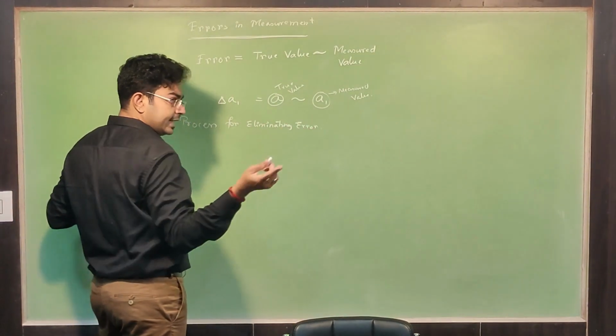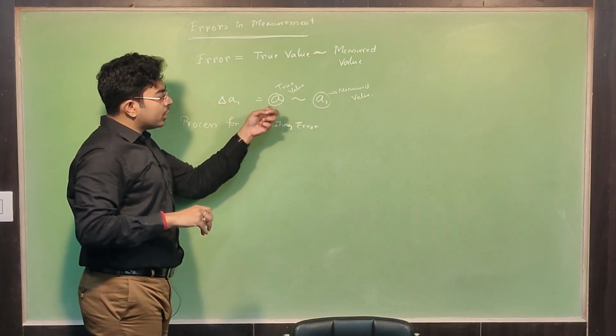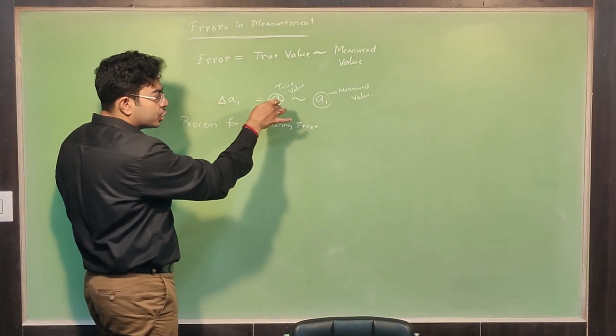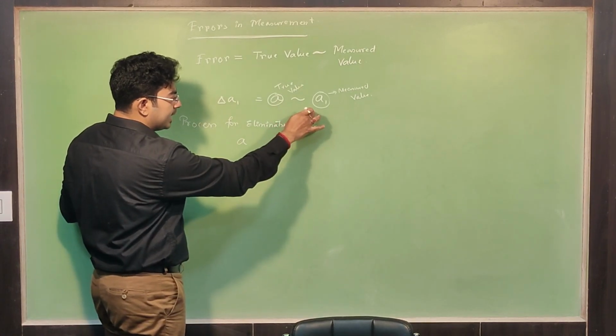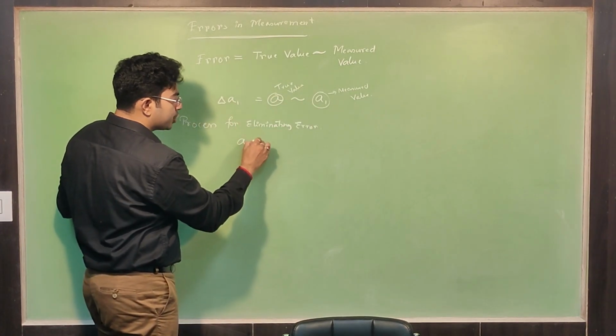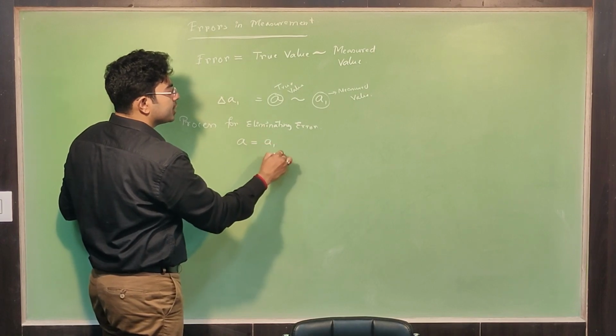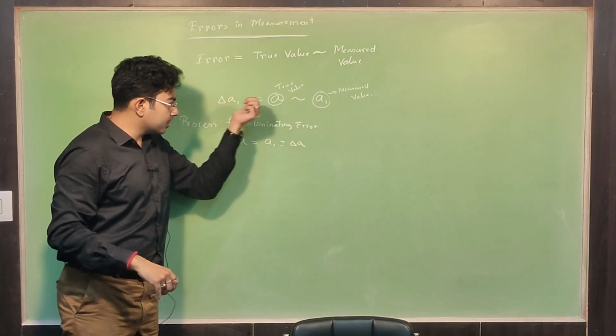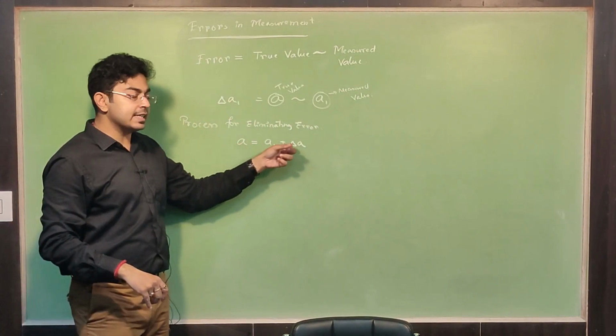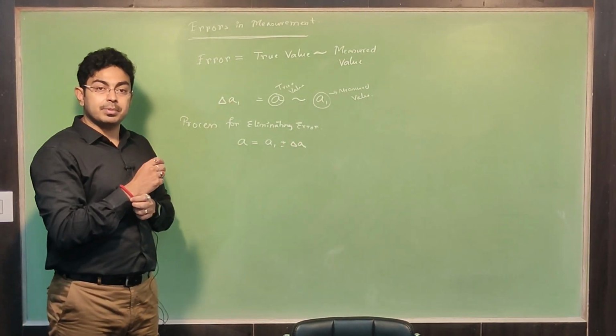What we do, let us understand. So what is your true value? Just understand, your true value will be your measured value plus minus delta A. Yes or no? If this comes over here, what can we say? Plus minus delta A.